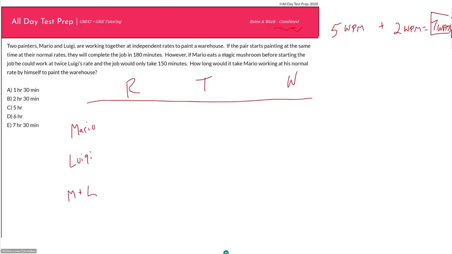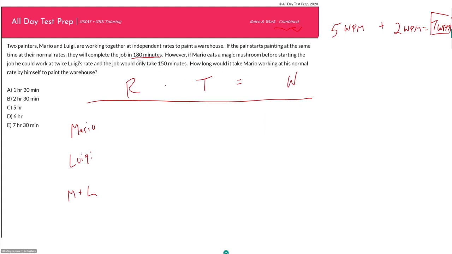So here they say if they start painting at the same time at their normal rates, together they will complete the job in 180 minutes. So oftentimes I ask people, what is this? Is this a rate? Is this a time? Or is this some amount of work? And usually what people say is, well, this is a time, because minutes is a unit of time. But this is really what I mean when I say the only thing you need to understand for rate problems is this equation here. Rate times time is equal to work, and you should understand it intuitively.